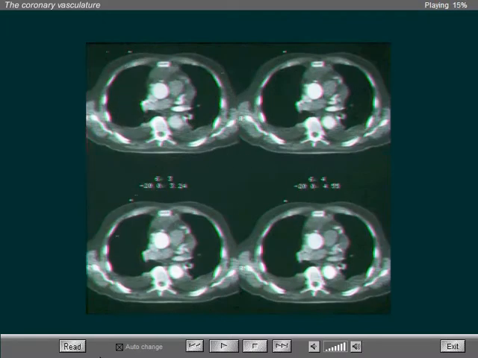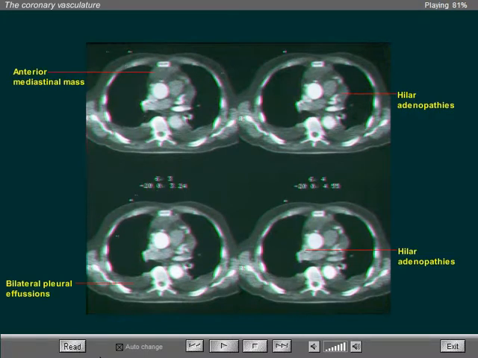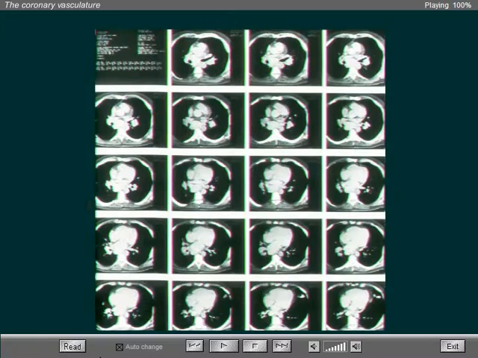This is a patient who had an anterior mediastinal mass with bilateral pleural effusions. There were also hilar adenopathies, and the diagnosis was of a lymphoma. This is a patient who had a lymphoma with adenopathies, particularly in the posterior mediastinum. The calcium screening study revealed evidence of adenopathies that were not clinically suspected.